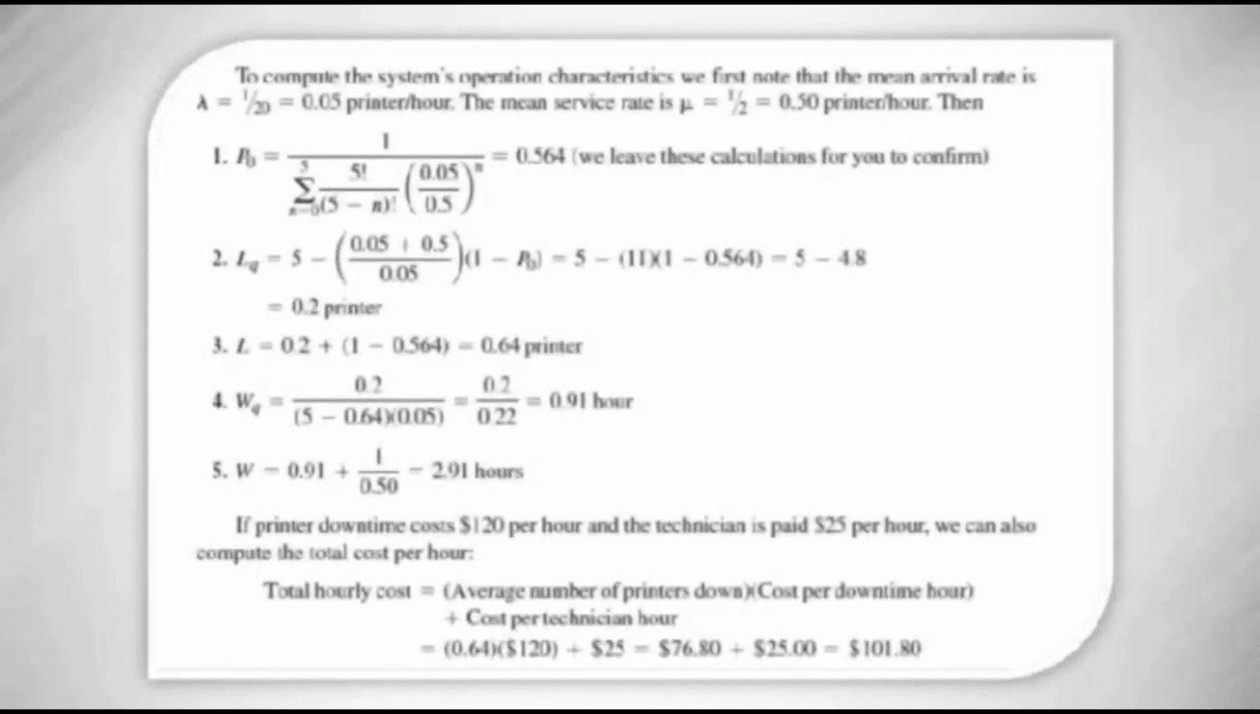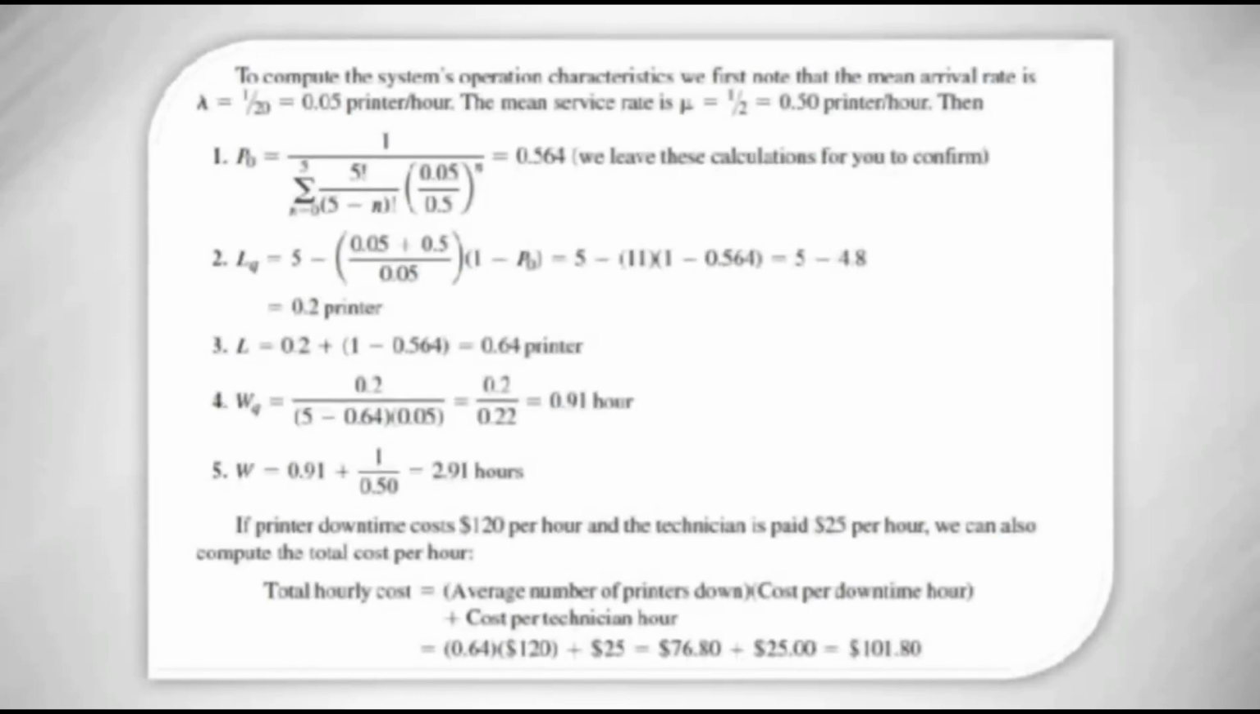So, the third one is the average number of customers or units in the system. The formula would be L is equal to LQ plus 1 minus the probability that the system is empty. So, substitute: our LQ is 0.2 plus 1, which is a constant, minus 0.564, which is our probability that the system is empty. Then, we come up with 0.64 printer. So, the result can be the number of customers, or it can also be the number of units, depending on the given problem.